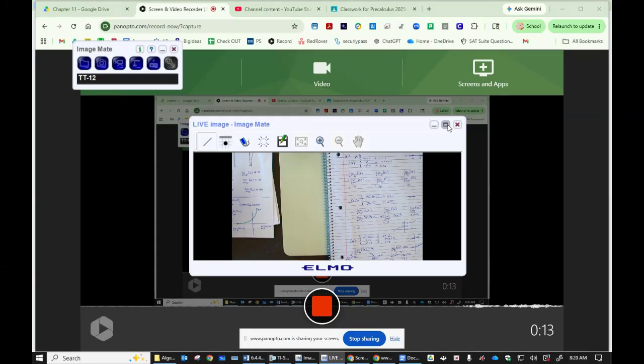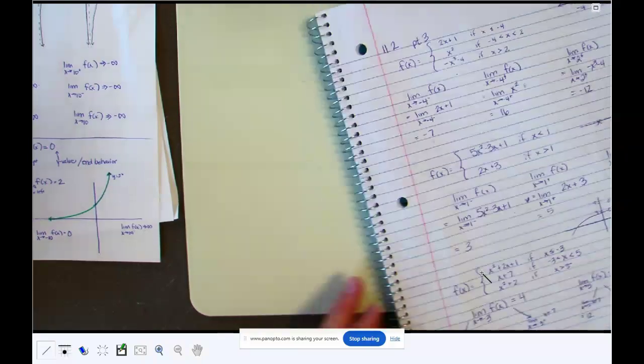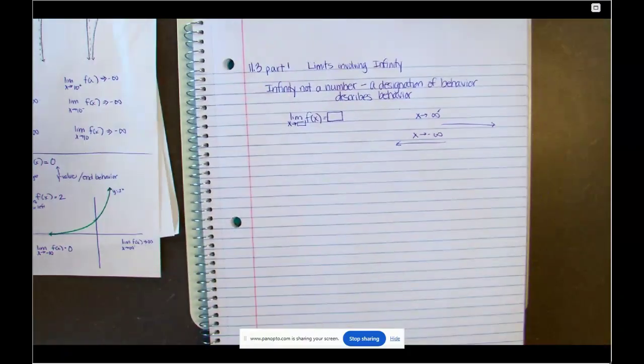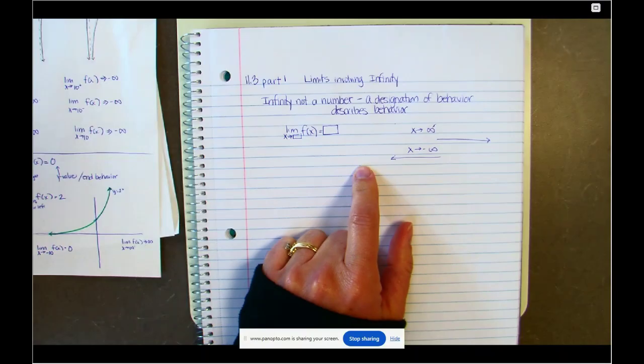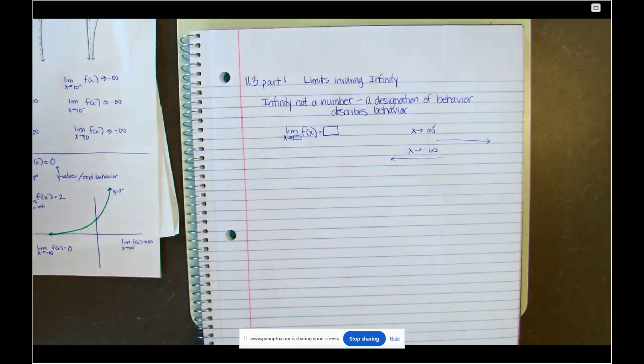There we go. Okay, so we talked, well, I talked, you listened yesterday, about limits involving infinity. Infinity is not a number, which is so weird, especially considering what we're going to do with it today. We're going to treat it like a number, which is really bizarre. So we're going to actually talk about doing math with infinity today.